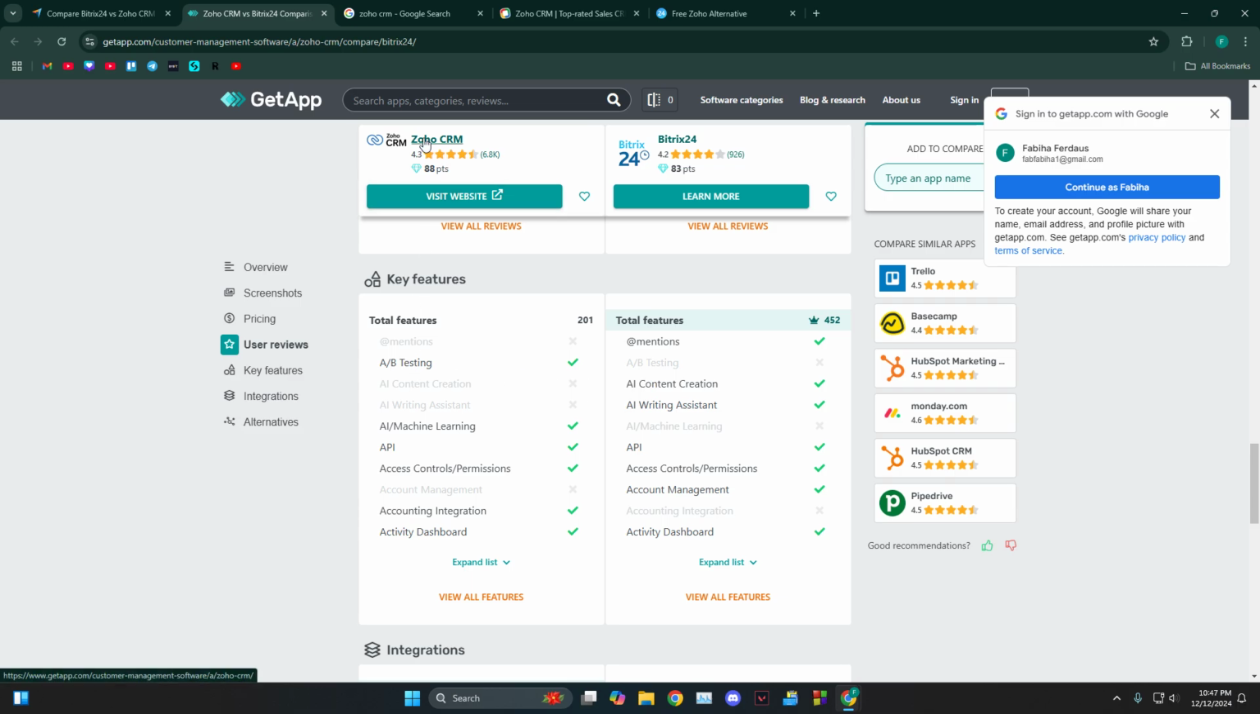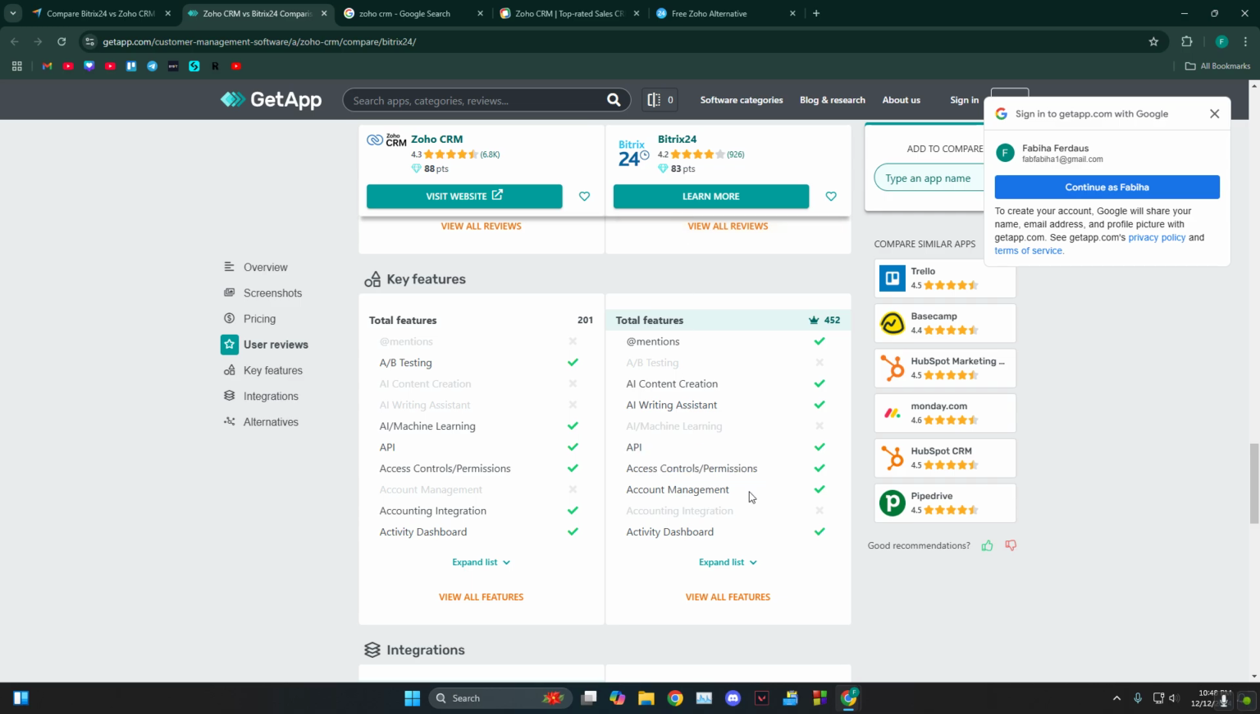Now if we look at the features, as you can see, mentions is available in Bitrix, A/B testing for Zoho, and for Bitrix you get AI content creation and an AI writing assistant. This might be extremely good for people who do not have writing skills themselves or any sort of content creation skills. Machine learning, API, and access control permission are all available for Zoho CRM. Except for the machine learning, these are available for Bitrix as well, but you get account management that you do not get in Zoho. And in Zoho, you get account integration that you do not get in Bitrix.